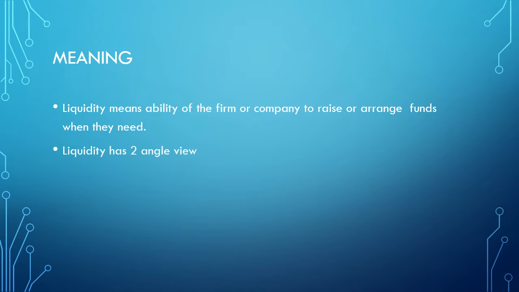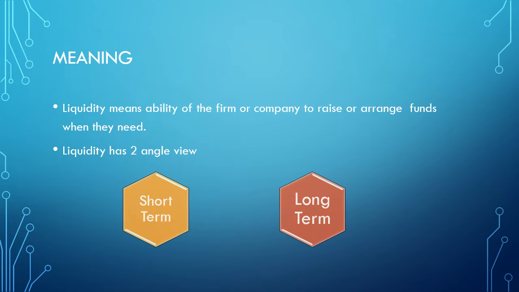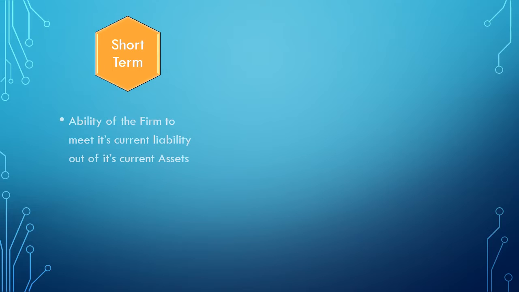It is liquidity. Then liquidity has two angle views. That means liquidity can be classified into two categories: short-term liquidity and long-term liquidity. Now, what is the meaning of short-term liquidity? The ability of the firm to meet its current liability out of its current asset. Current liability means the obligations which the company needs to pay within an accounting year. And current asset means the asset or resource whose benefit can be fully utilized in one accounting year.